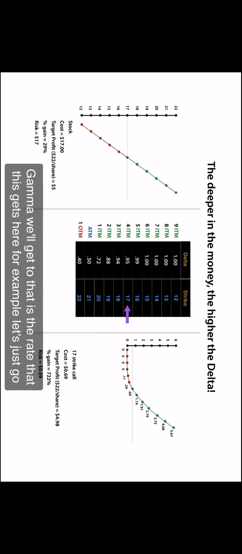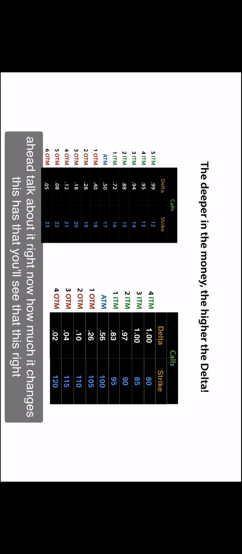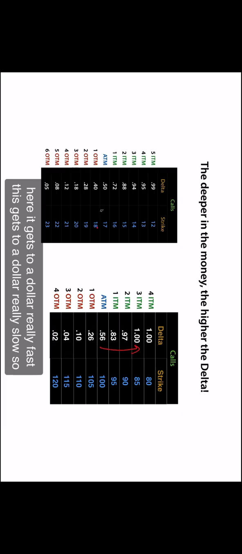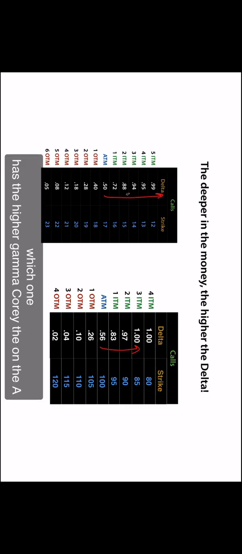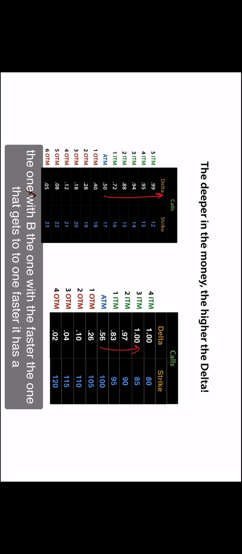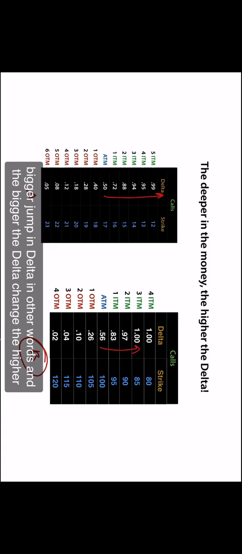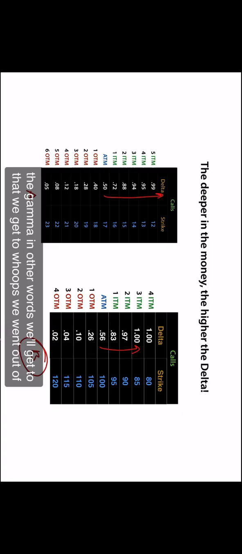Yeah, gamma, we'll get to that, is the rate at which this changes. For example, let's just go ahead and talk about it right now. You'll see that this right here gets to $1 really fast. This gets to $1 really slow. So which one has the higher gamma, Corey? The one on the A or the one on the B? The one that gets to one faster. It has a bigger jump in delta, in other words. And the bigger the delta change, the higher the gamma.